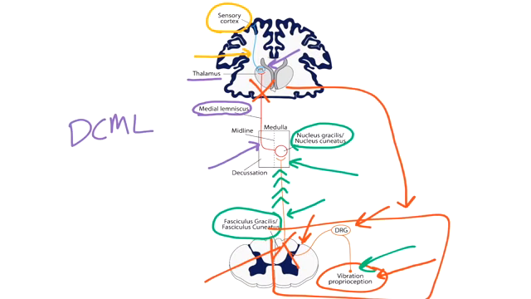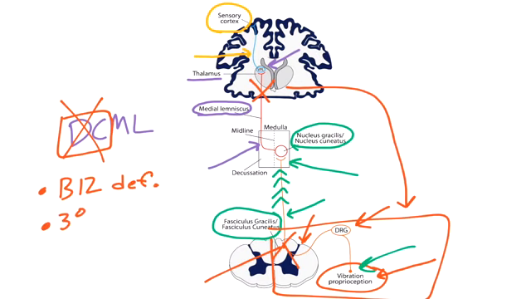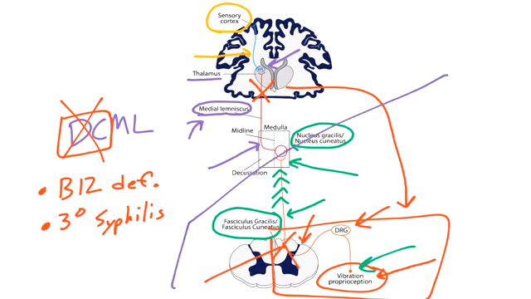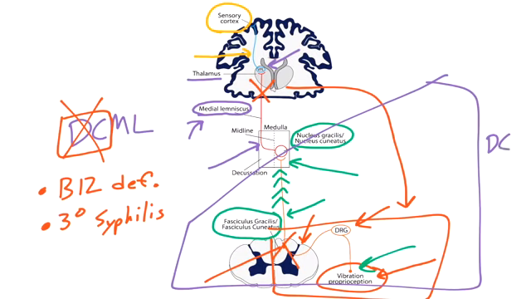But if damage occurs up here, following the decussation, then of course the patient would have contralateral loss of vibration and proprioception. So some pearls to keep in the back of your mind: two major causes of dorsal column damage, the DC part of the DCML, are B12 deficiency and tertiary syphilis. Dorsal column damage is anything prior to the decussation, before the medial lemniscus pathway. So anything on this side would be considered the dorsal column aspect. So you would get ipsilateral signs with damage to the dorsal column.